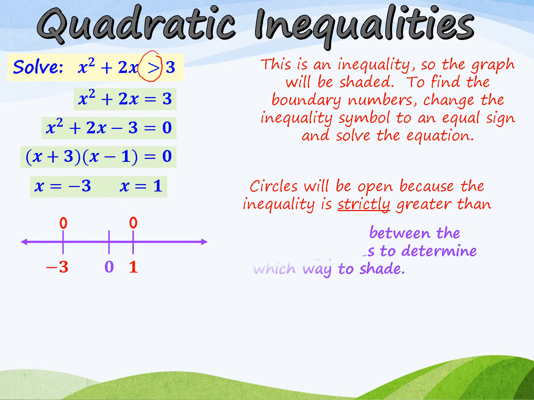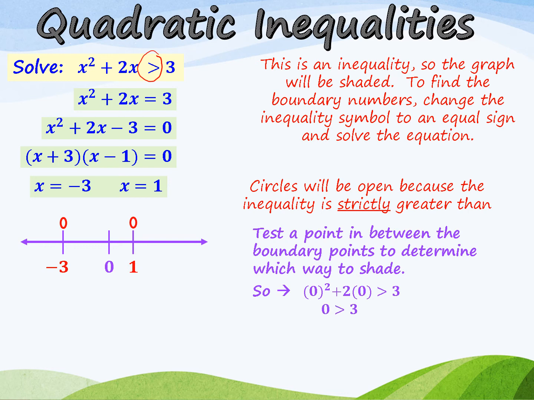So I'm going to plug 0 in to see, does that make a true inequality? So 0 squared plus 2 times 0 is greater than 3. Well, 0 squared is 0. 2 times 0 is 0. 0 plus 0 is 0. Is 0 greater than 3?